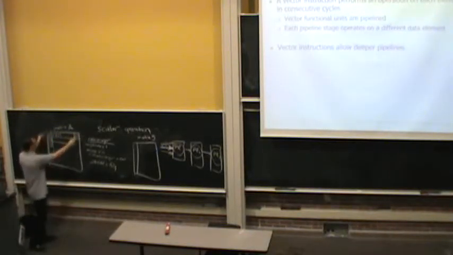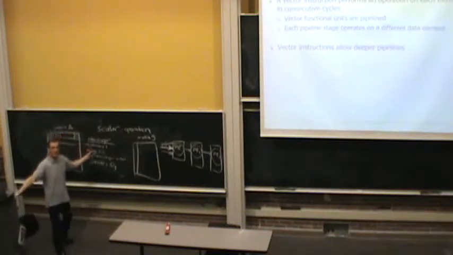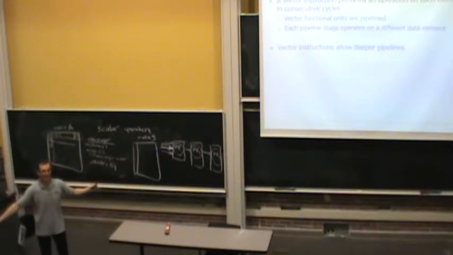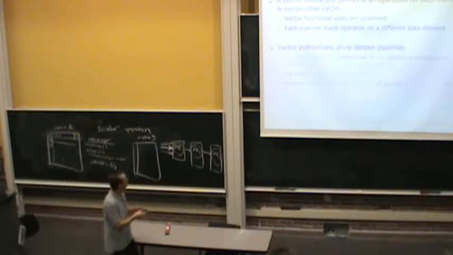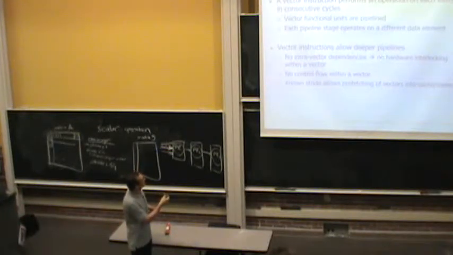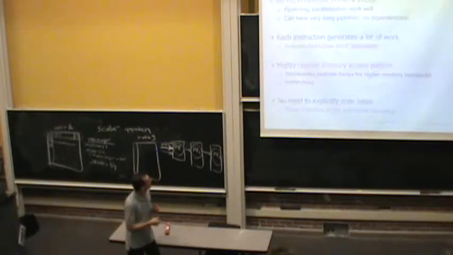In this case, let's say you can do all of the operations in the same matrix. Let's say your vector is 1,000 long. You can have a 1,000-deep pipeline, and there is no need for dependency checking because all the data elements are independent, right? You're doing add on all the data elements. There is no need for hardware interlocking within a vector, no control flow within a vector, and no stride allows prefetching of vectors into cache and memory.